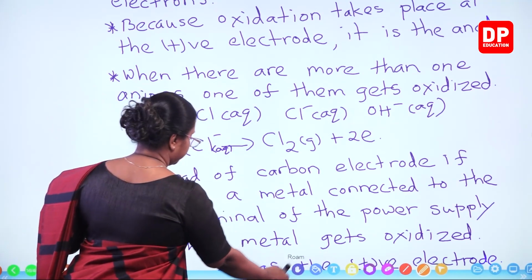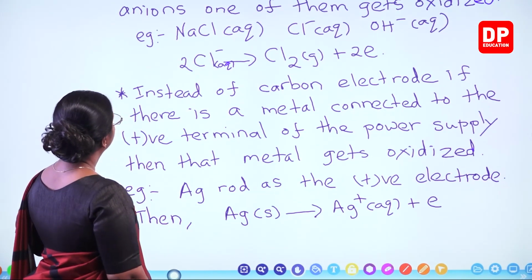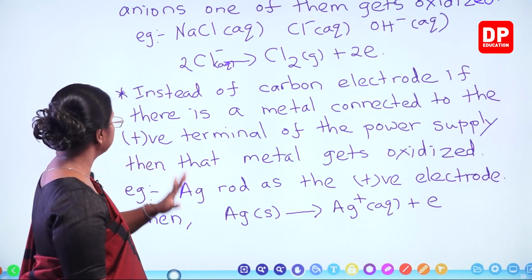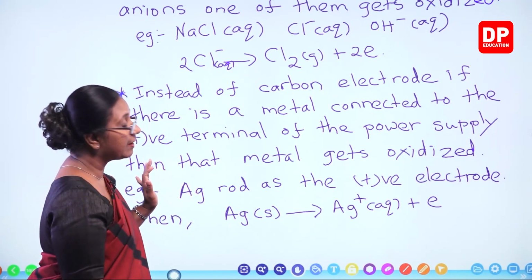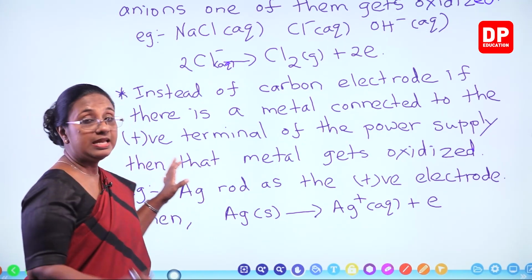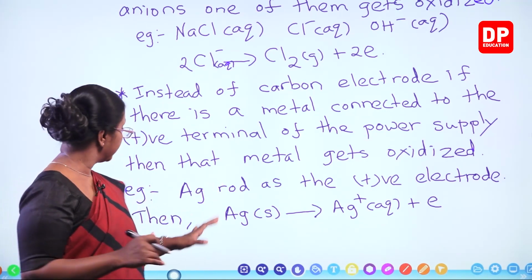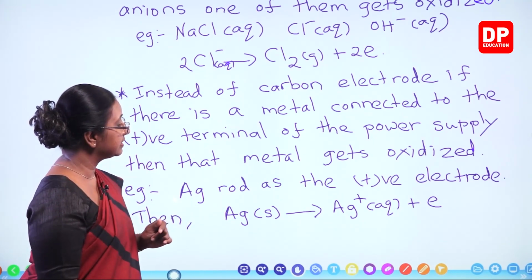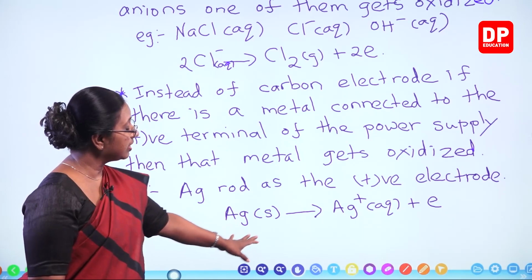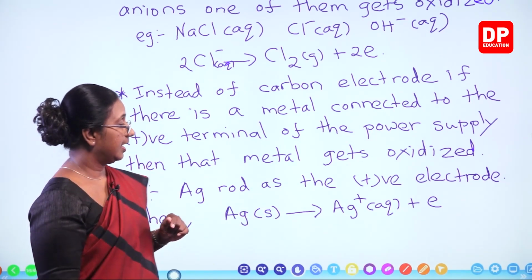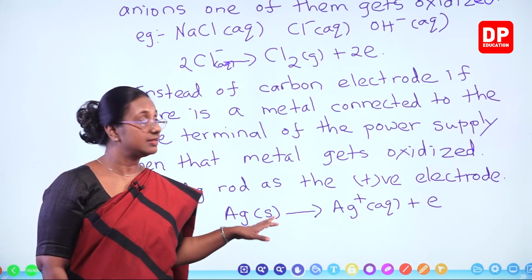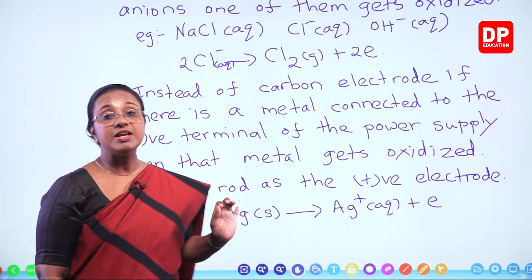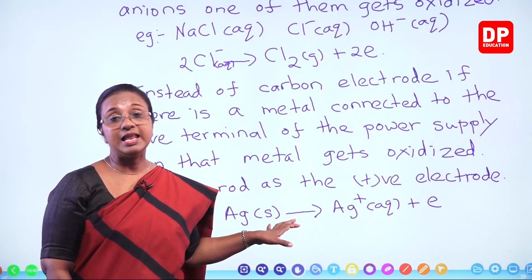Then, finally, instead of carbon electrode, if there is a metal connected to the positive terminal of the power supply, then what happens? Instead of a negative ion getting oxidized, that metal gets oxidized. Example, silver rod as the positive electrode, then silver solid becomes silver plus aqueous, losing an electron. That is the oxidation process taking place there. So, these are the conventions adopted during electrolysis.